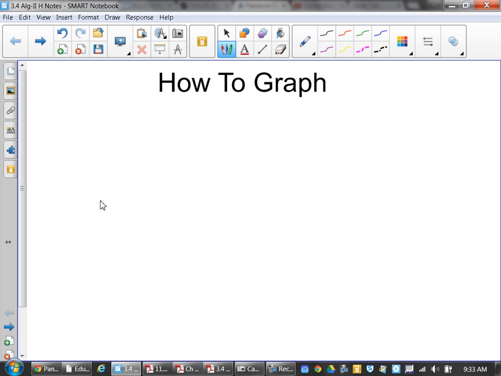How do you graph lines? You're going to draw. What's the one way that you graph lines? Linear equations. Two points and draw it out. Okay.